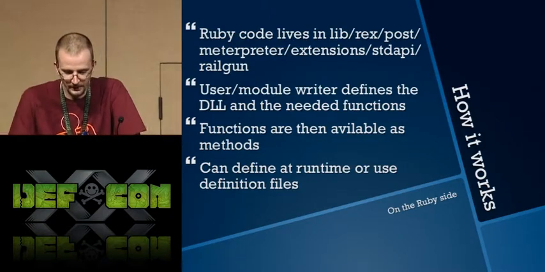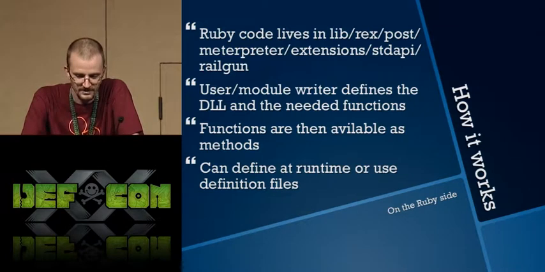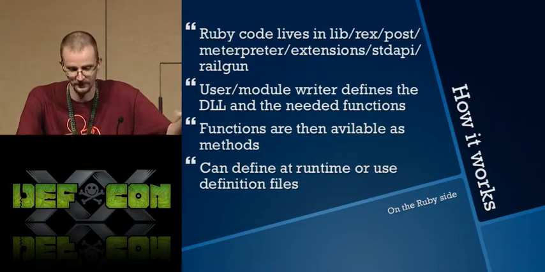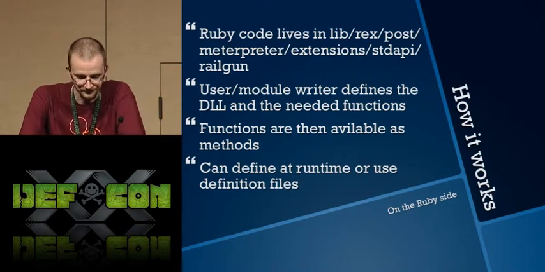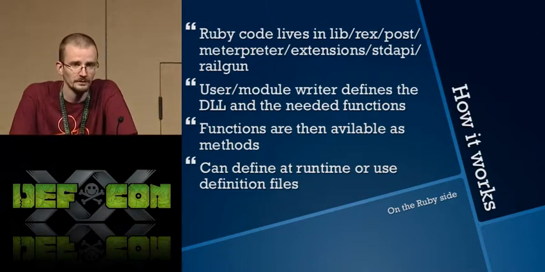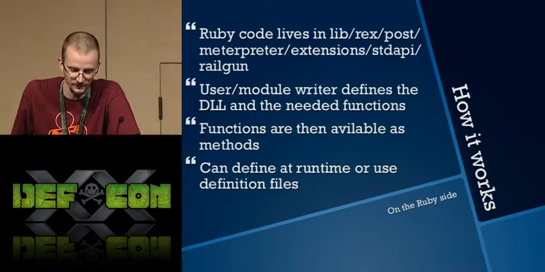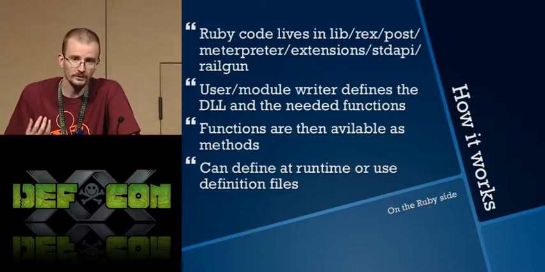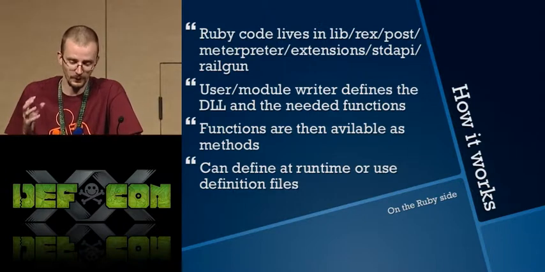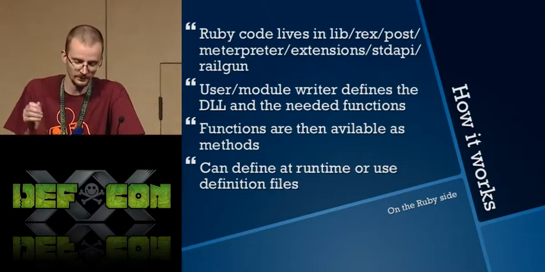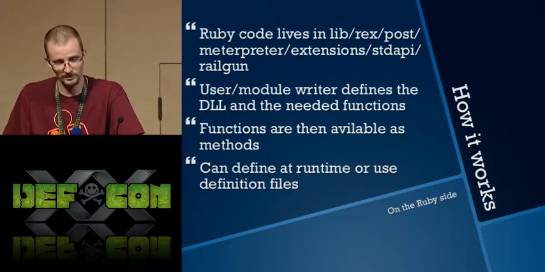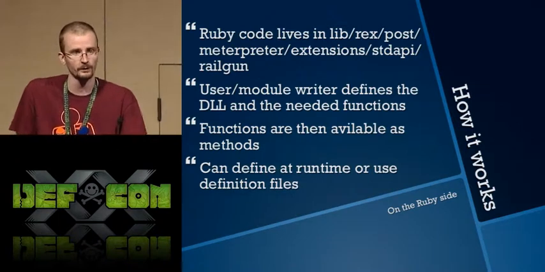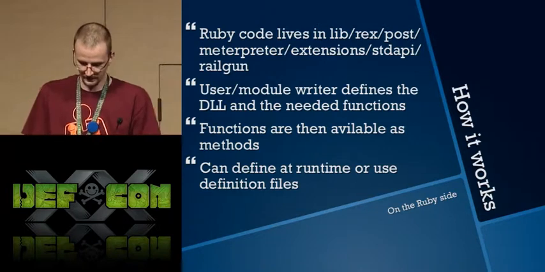On the Ruby side, we have a bunch of libraries. They all live in the Rex library under Post, Meterpreter, Extension, Standard API, Railgun. So the actual code for the Ruby side of the API lives there, but also what's important is the definitions for these libraries and these functions exist there. When you're writing a module, you can define the DLL and your functions within your module, or you can just go ahead and build it right into Railgun by creating these definition files.